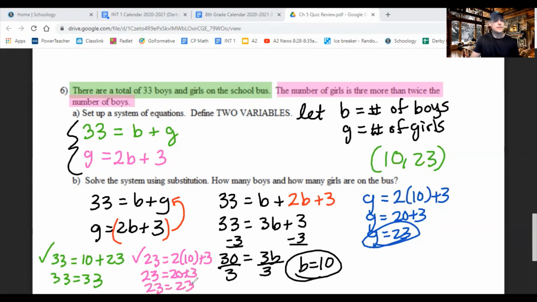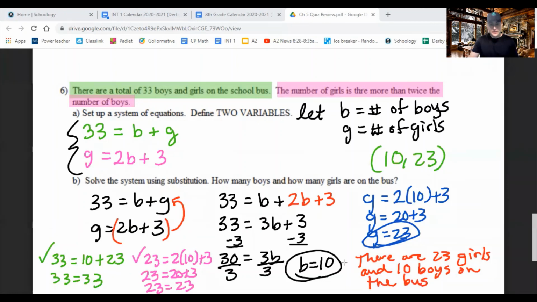You know you're right. So write your final answer with confidence and write it in a sentence. There are 23 girls and 10 boys on the bus. Box your final answer. Your teacher will be looking for you writing your final answer in a sentence, so make sure you do that. Hope this helps.